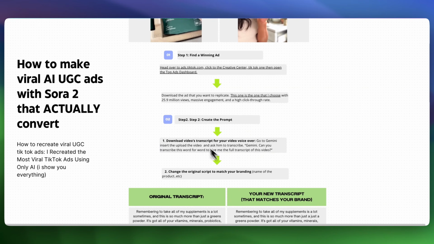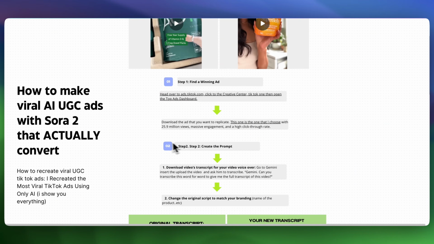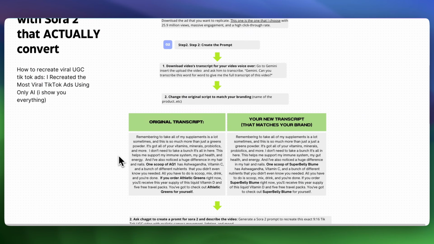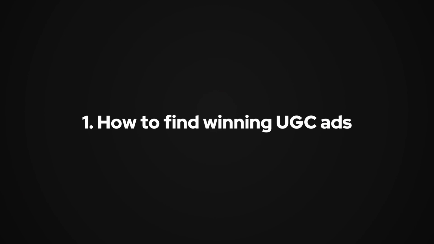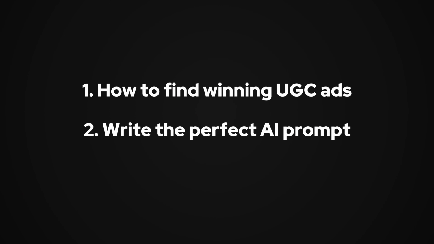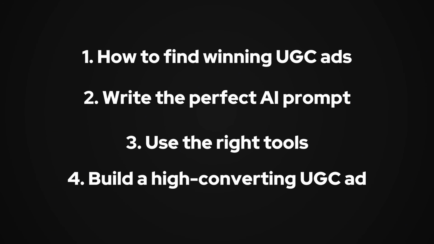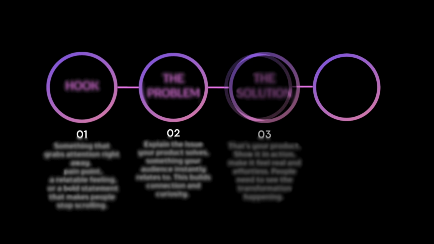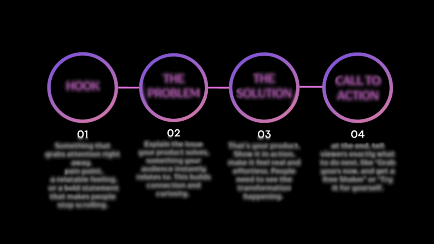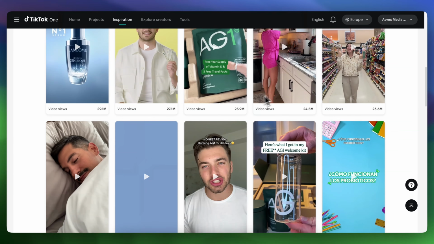I spent months testing tools, digging through the internet and experimenting until I found what actually works. So in this video, I'll show you exactly how I recreate viral UGC video ads so that you can follow step by step and create your own. You'll learn how to find winning UGC ads from your niche, write a perfect AI prompt, use the right tools to make your ad look completely real, and build a high converting UGC ad from scratch. And make sure you watch until the end because I'm going to show you the exact UGC video formula that's behind some of the biggest converting ads out there.